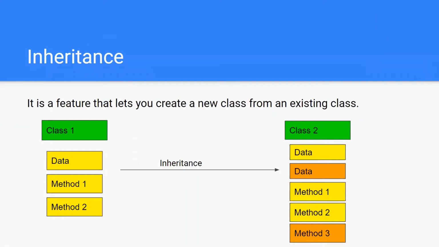So guys, inheritance is a feature that lets you create a new class from an existing class. Like in the real world, we inherit some properties and some traits from our parents. In a similar manner, in Python also, we can create child classes which can inherit some methods and data from their parent class. Along with that, a child class can have its own data and methods, as you can see in the flowchart as well. Let's move on.